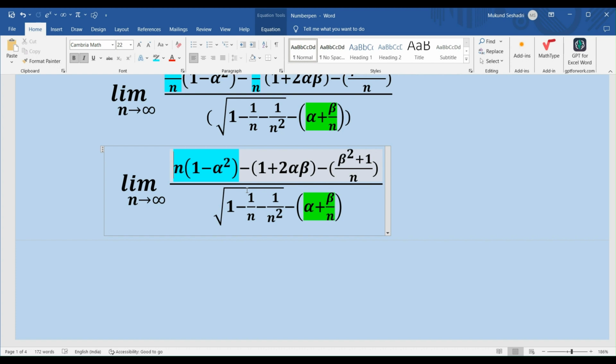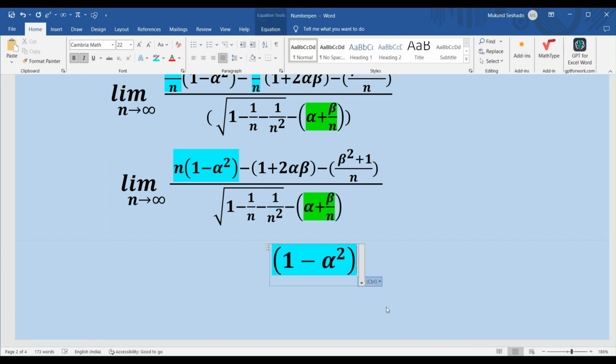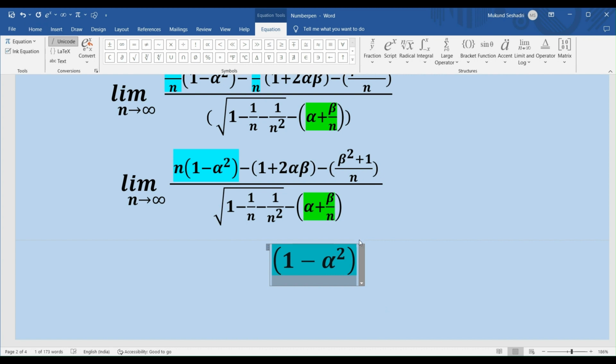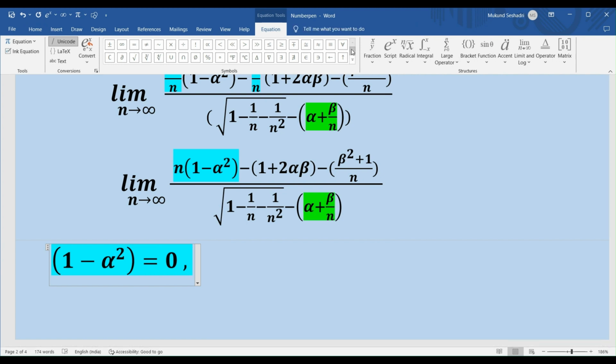So for me not to have this turquoise colored term, what is the condition that needs to be fulfilled? That's pretty simple: 1 minus alpha square equals 0. I hope you folks are with me. And when 1 minus alpha square equals 0, what is my alpha? My alpha equals plus or minus 1. So when alpha equals plus or minus 1, you'll have to remember that your denominator is 1 minus alpha as n tends to infinity.